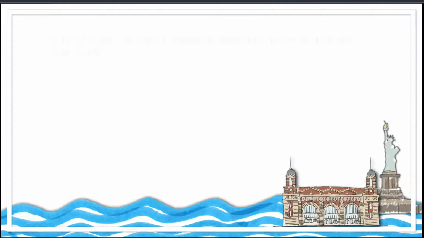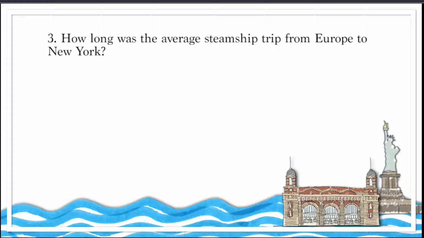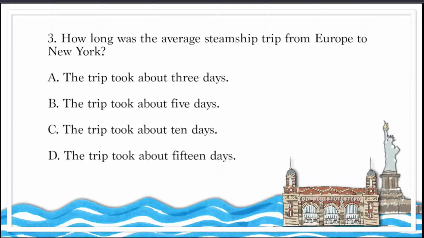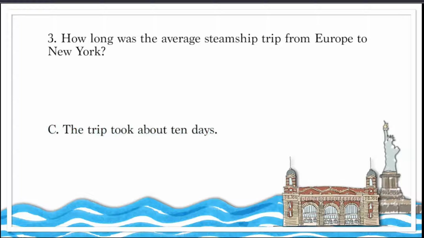Question 3. How long was the average steamship trip from Europe to New York? A. The trip took about 3 days. B. The trip took about 5 days. C. The trip took about 10 days. D. The trip took about 15 days. If you answered C, you know that the steamship trip from Europe to New York took about 10 days.